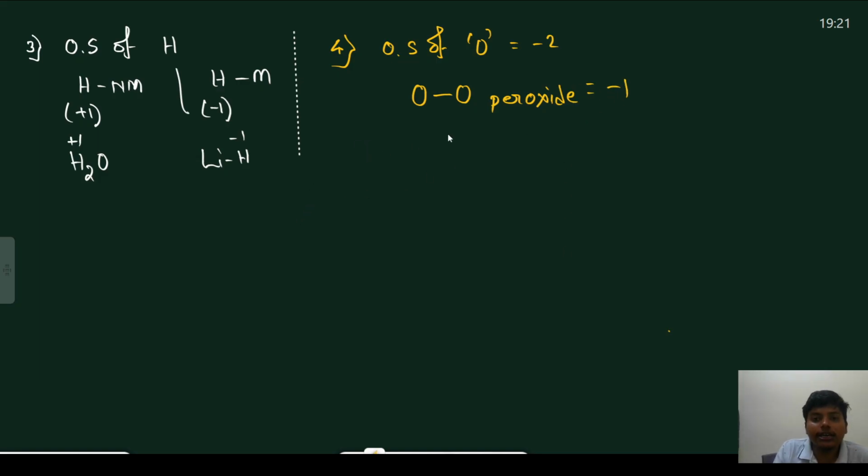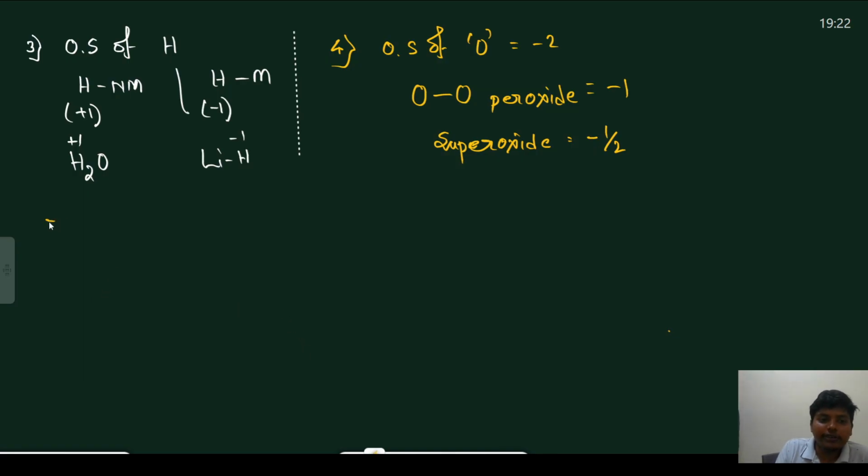And when superoxide is there, what is superoxide? I will tell you. When superoxide is there, the oxidation state will be -1/2. Clear? The oxidation state will be -1/2. Understood? Okay, so this is the fourth rule.